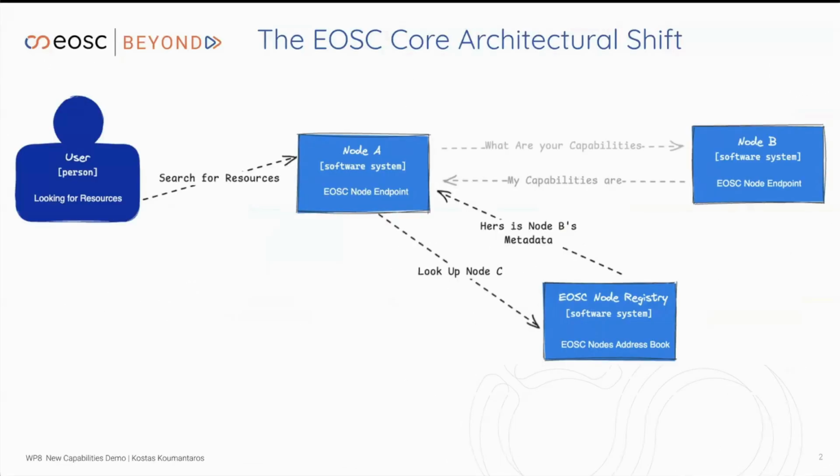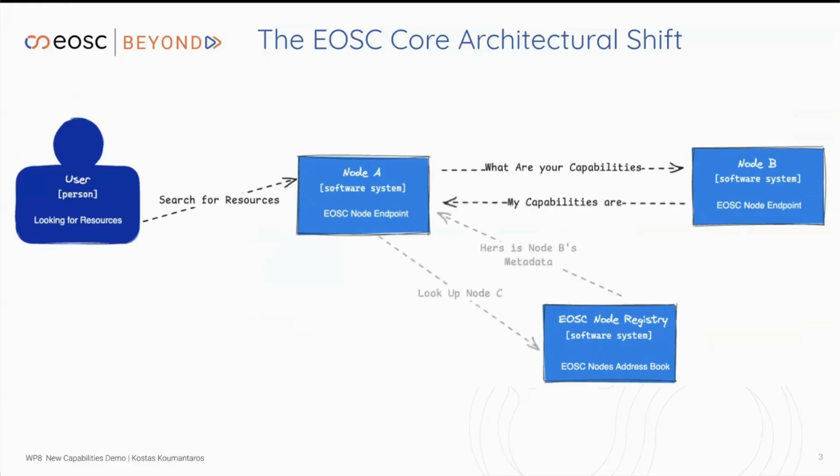Let's see now how the information flows in this new topology. Whenever a user on node A needs information from node B, node A will query the Node Registry, which will act as an address book, to discover node B's endpoint. Node A will then contact node B's endpoint and request its list of capabilities. Node B will respond with its available capabilities, for example, a federated search capability. Node A can then query node B federated search to retrieve resources.